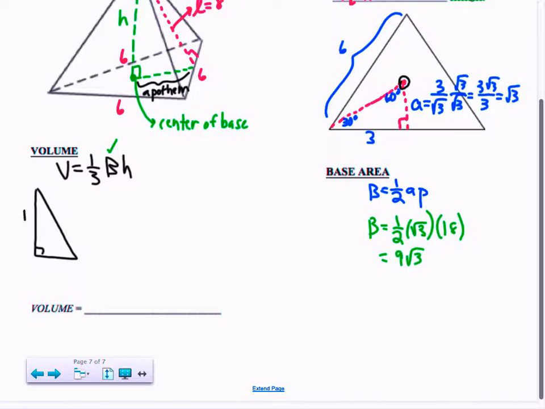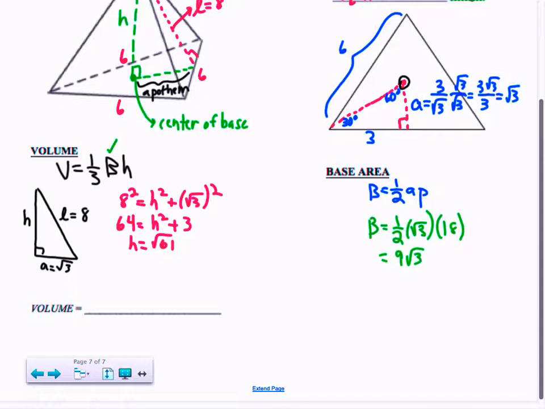So this is the height, which we don't know. This is our slant height, which is 8. And this is the apothem, which we figured out over on the right as root 3. So now I can find the height with the Pythagorean theorem. That's going to be 8 squared equals h squared plus root 3 squared. So 64 equals h squared plus 3. So it looks like h equals root 61. And I'm going to leave that until I get down to the bottom for finding my volume.